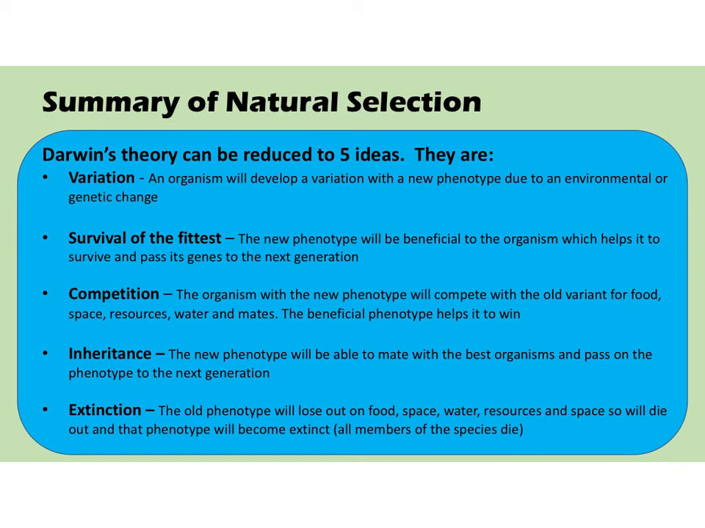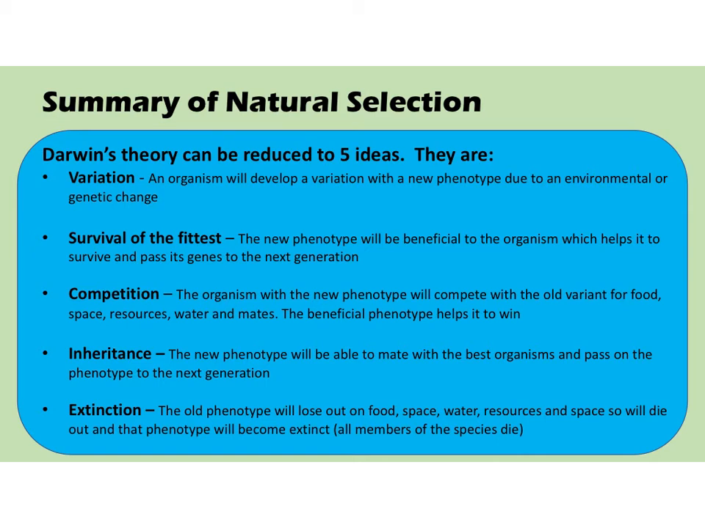For variation, an organism will develop a variation with a new phenotype due to an environmental or genetic change. The new phenotype will be beneficial to the organism, which helps it to survive and pass on the genes to the next generation, and that's survival of the fittest. The organism with the new phenotype will compete with the old variant for food, space, resources, water, and mates. The beneficial phenotype helps it to win, so that's competition.